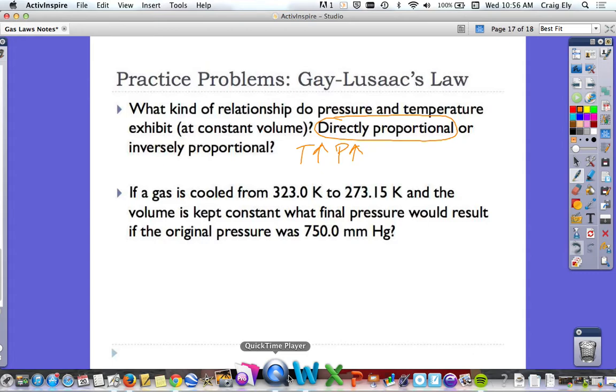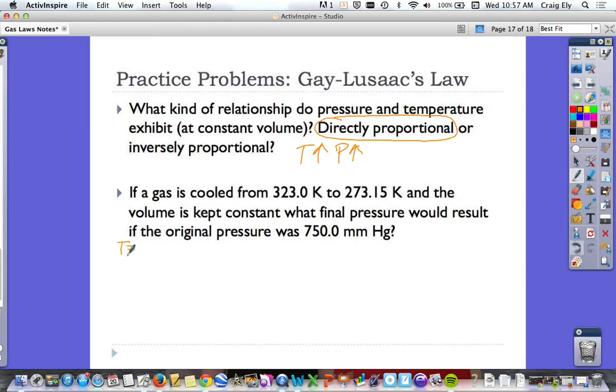If a gas is cooled from 323.0 Kelvin to 273.15 Kelvin, and the volume is kept constant, what final pressure would result if the original pressure was 750.0 millimeters of mercury? All right, so let's set this up just like we did with Charles' law. We're going to identify our T1 and P1, and our T2 and P2.